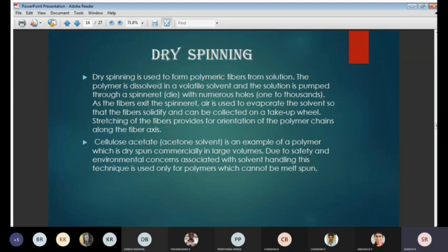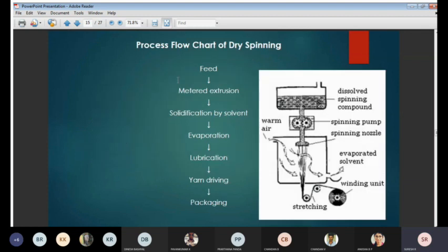The polymer is dissolved in a volatile solvent. What are the different types of polymer in dry spinning? What are the different types of solvent in the dry spinning process? As the polymer has been dissolved in the solvent, we're going to develop the solution. That solution is pumped through the spinneret with the help of a pump. After it has passed through the spinneret, I'm going to show how the fibers will come out. At the end, air is used to evaporate the solvent that is present in the fibers. So let us see the working condition over here.